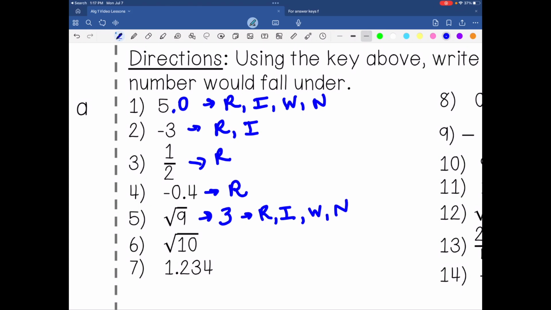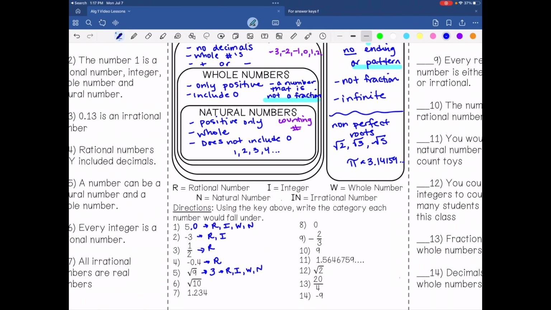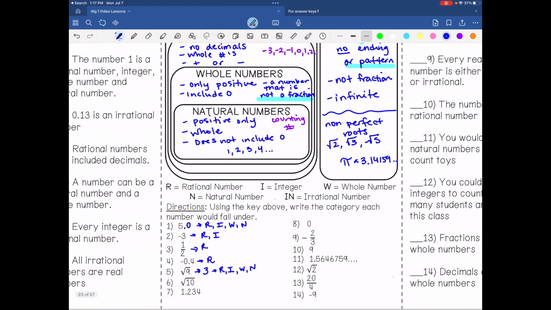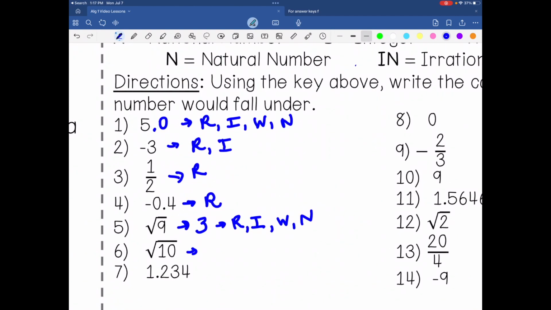Okay, what about radical 10? Radical 10 is not a perfect square. Immediately, non-perfect squares are irrational numbers. Once a number is irrational, it cannot be anything else, okay? 1.234 is a decimal. Does it end? Yes, which means it is rational. But that's all it is. It's not an integer, it's not whole, and it's not natural.